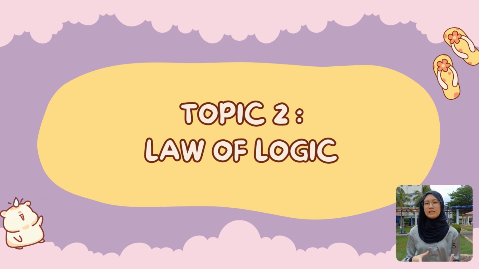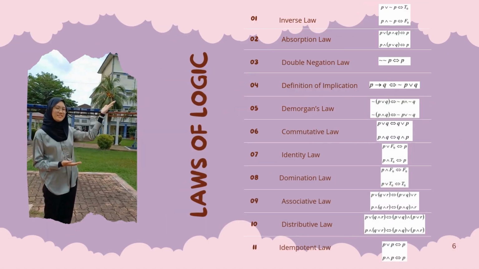Reason to explain the law of logic from topic 2. So this is one of the methods to prove the logical equivalence of primitive propositions, logically implies of primitive propositions, or to prove the statement is a tautology or contradiction. So this is the list of law of logic.